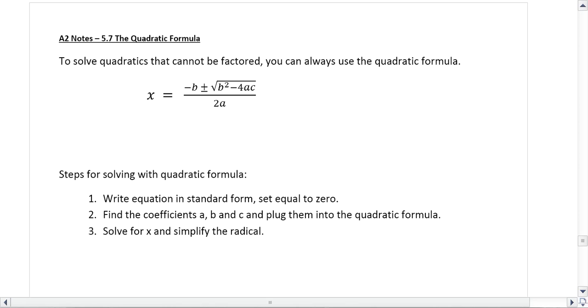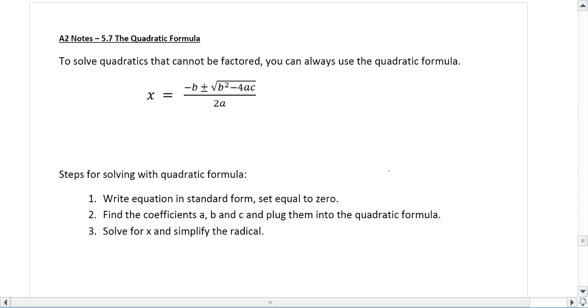But the purpose of this video is just to focus on how to use it in case you need to review this at home. So the steps for solving equations with the quadratic formula. Write the equation in standard form, set equal to 0, so that our coefficients are the correct positive or negative.